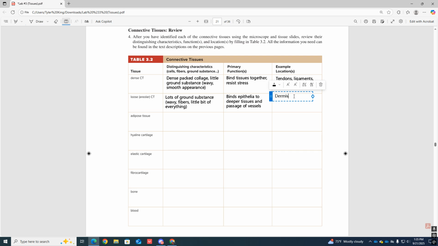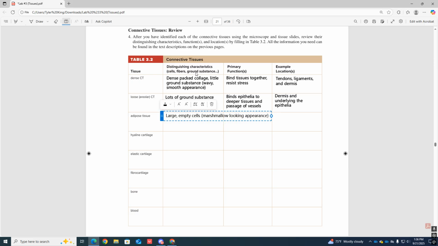Example locations will be in the dermis and underlying the epithelia, so just directly below it. All right, adipose tissue here. Remember, this is the one that I think is the easiest to distinguish, or one of the easiest. They're going to have large, empty cells, a marshmallow-looking appearance. That's my big key takeaway there.